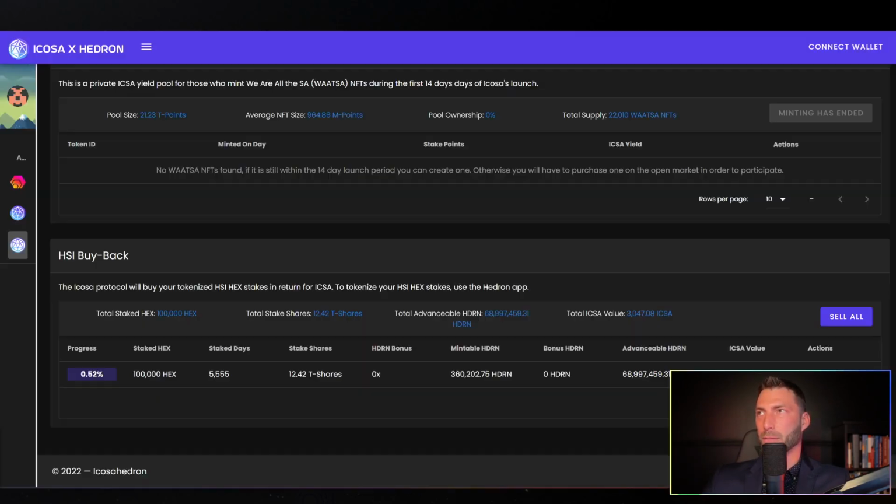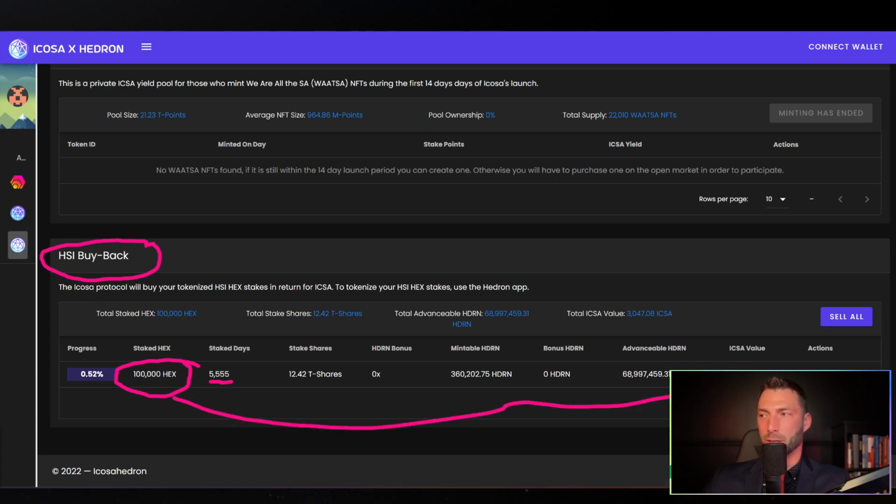So the other way to get Icosa is to use the HSI buyback and use your hex, stake it for the max length. It's really important that you stake for 5555. This will not work if you stake for less than that. Stake it for 5555 and get Icosa this way. When it breaks above, you have an advantage to getting your Icosa this way.